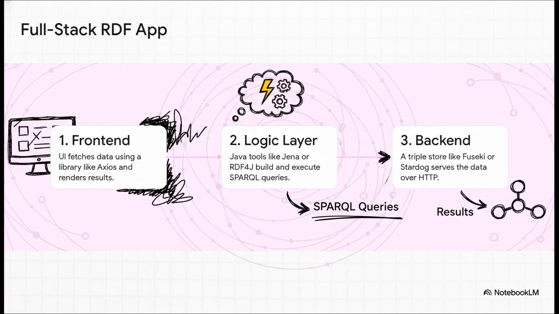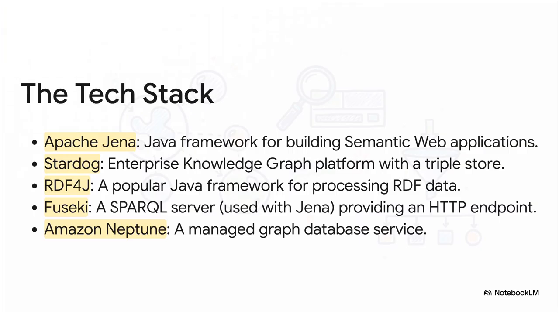At the very back, you'll have a special kind of database called a triple store, something like Stardog or Fuseki, which holds all the graph data. Then, your application's logic layer, maybe written with a framework like Apache Jena, is what actually builds and sends the SPARQL queries over to that store. The results come back to the logic layer, which then passes them up to the front end to be displayed to the user. And the great news is, you don't have to build this all from scratch.